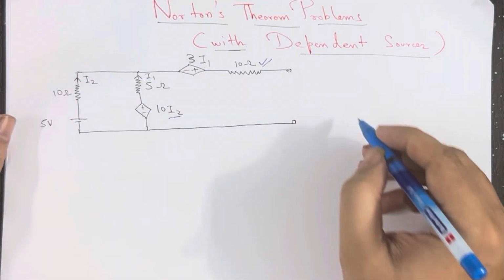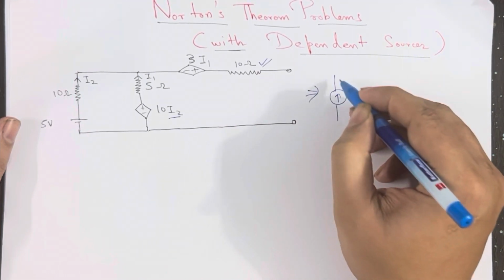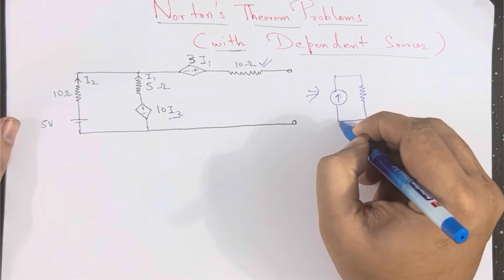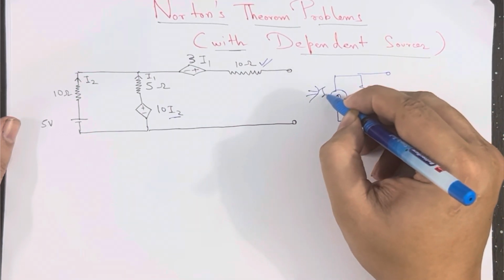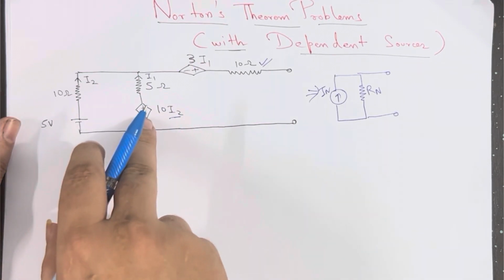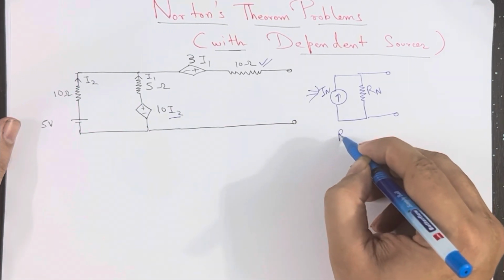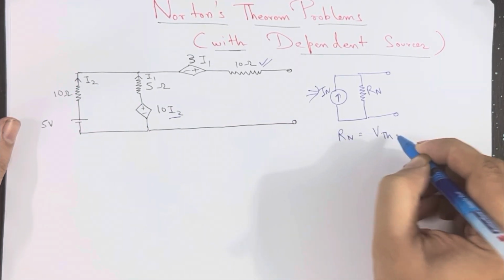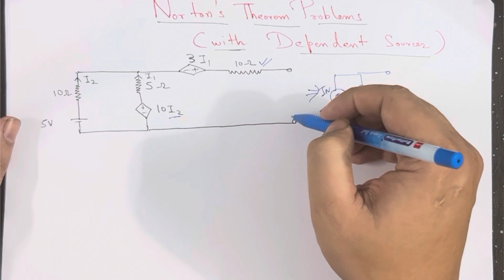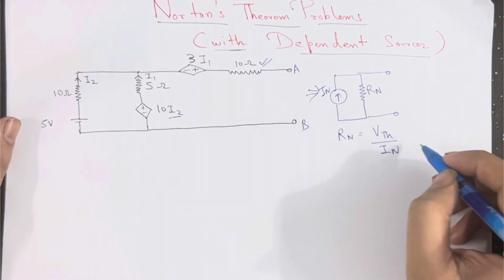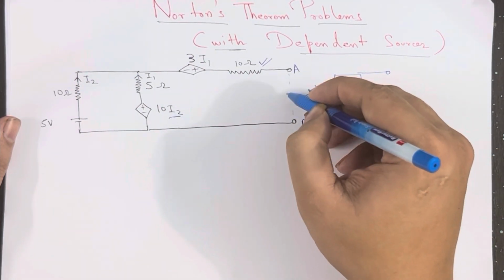So to find the Norton's equivalent circuit, we have to find IN and RN, then only we can make an equivalent circuit. Since we cannot directly short the potential sources because these are dependent sources, we will calculate RN by calculating both VTH and IN. VTH will be VA minus VB, and IN will be the short circuit current flowing from A to B.